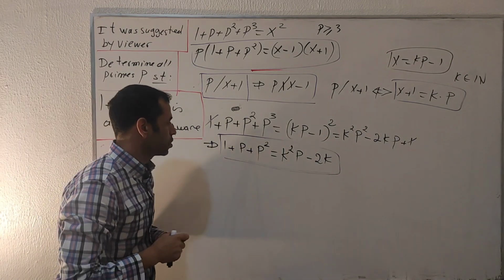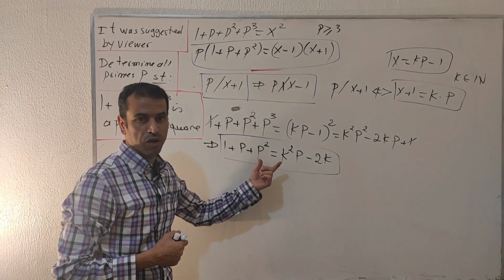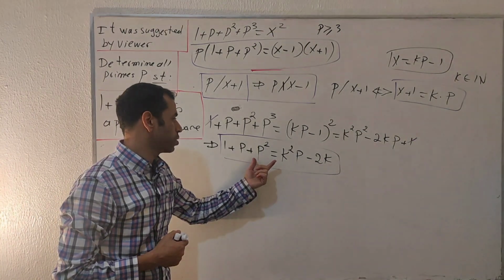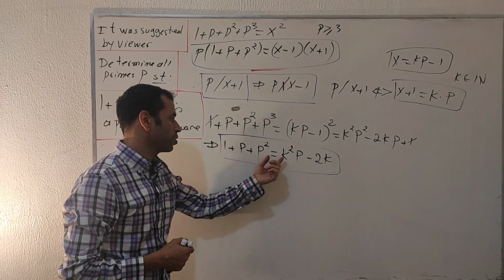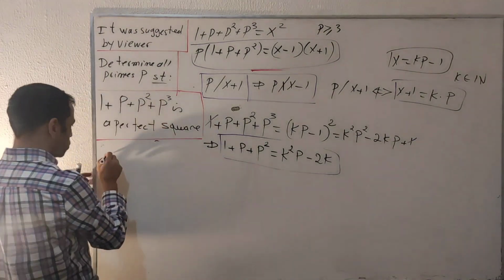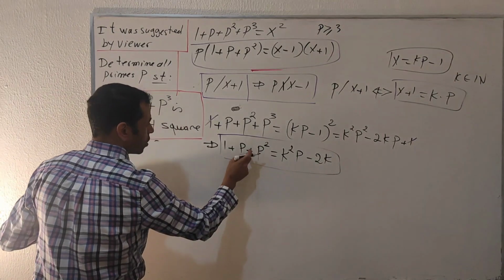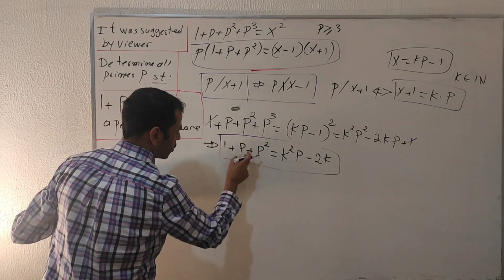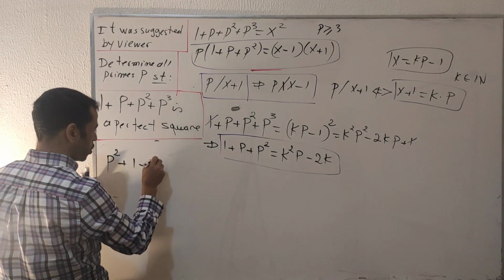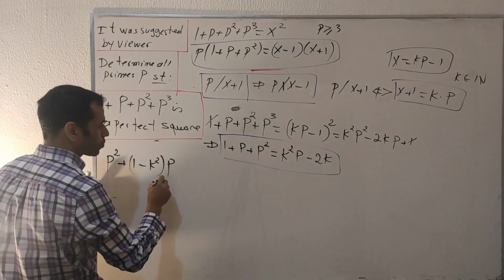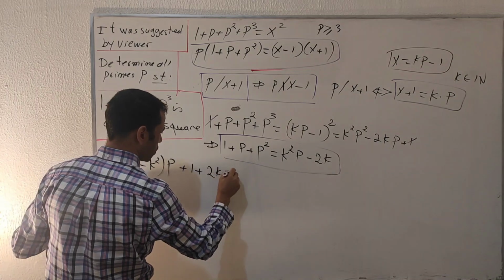Then what's the next thing coming up? I'm going to fix one variable and leave the other one as a constant. Which one will be a constant, and which one will be a variable? Let's consider p as a variable and q as a constant. So we have p squared here, then taking both terms to the left and making p a common factor, I have 1 minus q squared multiplied by p plus this number 1 plus 2k equals 0.